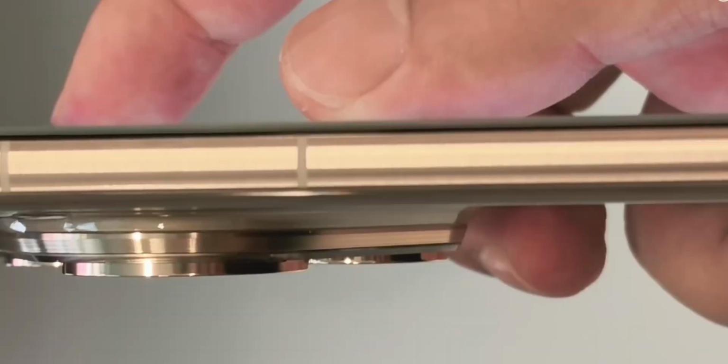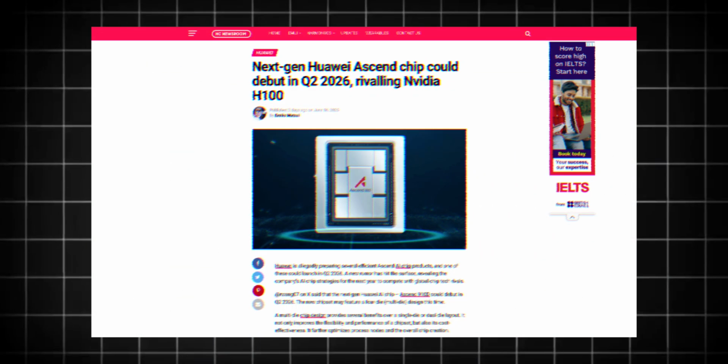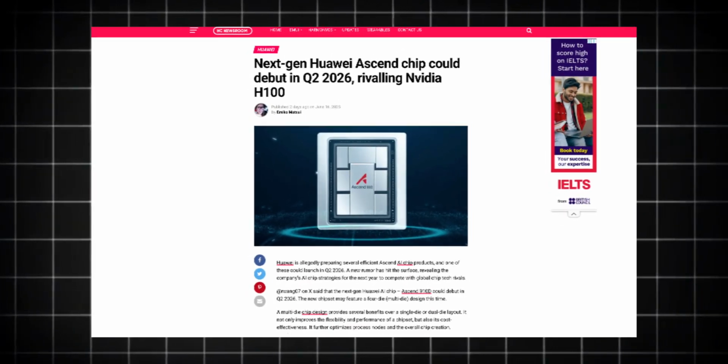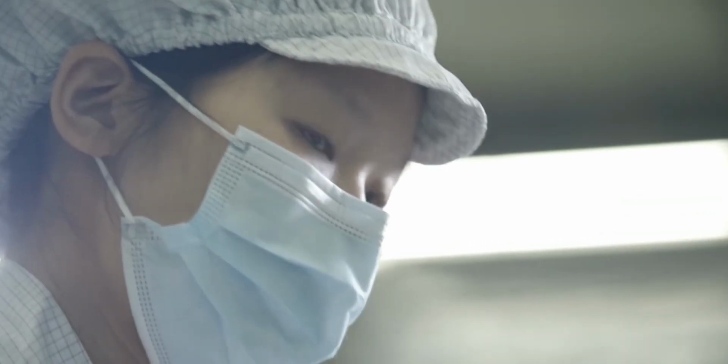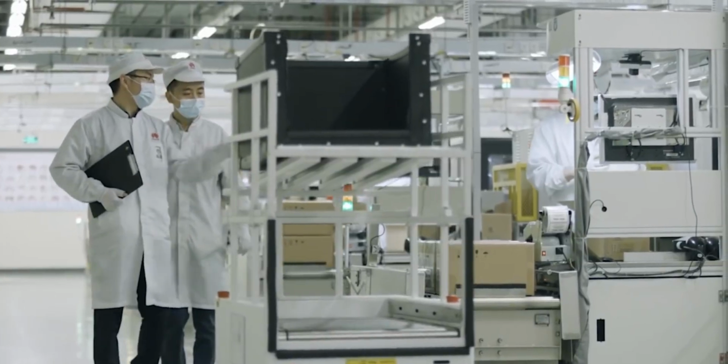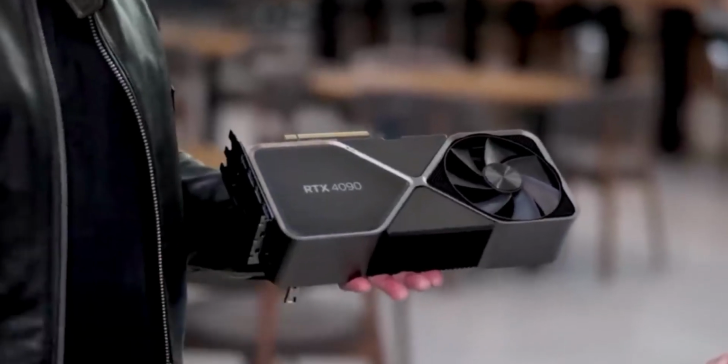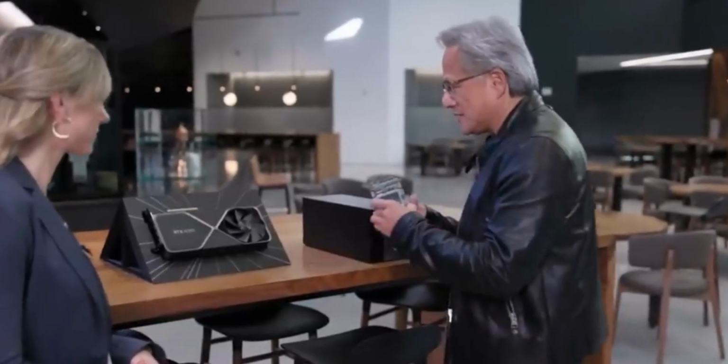And here's where it gets even more exciting. Sources say that this new chip could be ready for the market by Q2 2026. And Huawei has already started giving early samples to major Chinese companies for testing. Rumors even say this chip might outperform Nvidia's H100 in certain areas. Yes, that's huge. That would mean Huawei is no longer just catching up, they're leading the race.